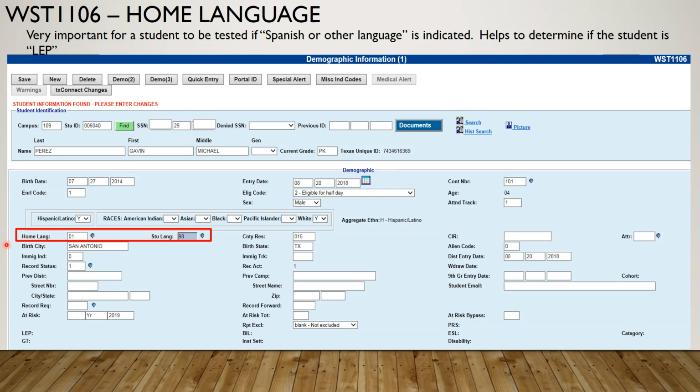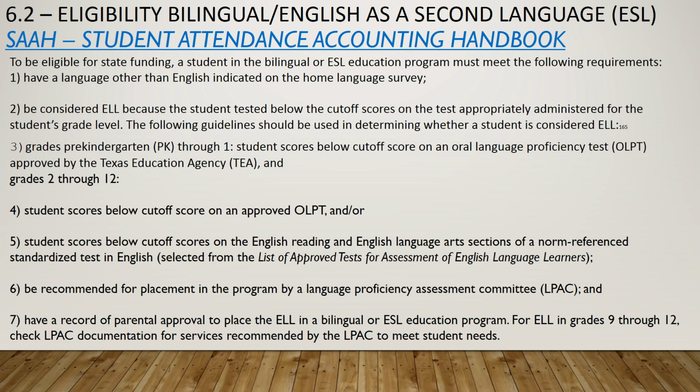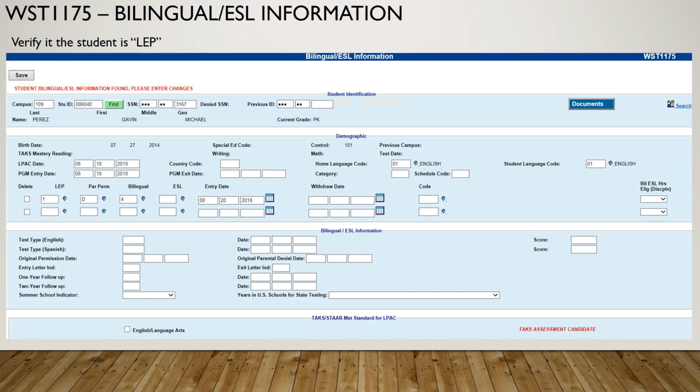It's very important for a student to be tested if Spanish or other language is indicated. Again, this helps to determine if the student is LEP. Next screen is information on eligibility for bilingual English as a second language. Again, at your convenience, please review this information. This screen is WST 1175, the bilingual ESL information. The screen, again, is one of the indicators for pre-K services, if they qualify.